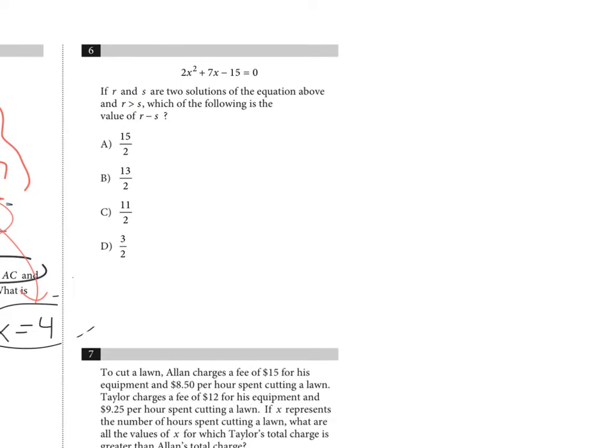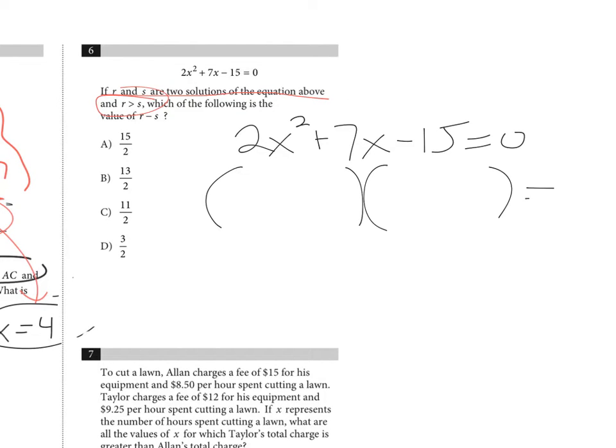Problem 6, R and S are the two solutions to the equation above. So this equation above, 2x squared plus 7x minus 15 equals 0. R and S are the two solutions, the two answers, and R is greater than S, so that tells me that R is the larger solution. So let's try to figure out what R and S are. Let's try to figure out what the solutions to this equation are. This is a quadratic equation. I could solve it by either factoring or by using the quadratic formula.